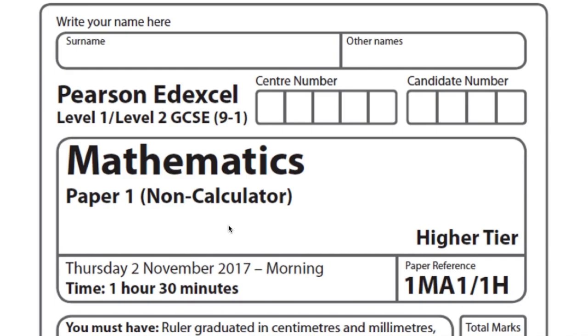These people sitting this exam were given 1 hour and 30 minutes. I'm hoping to cover all of the questions in about that time.